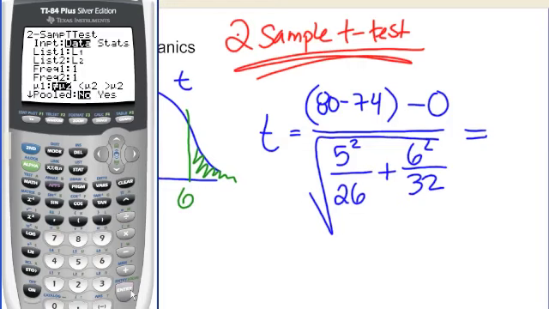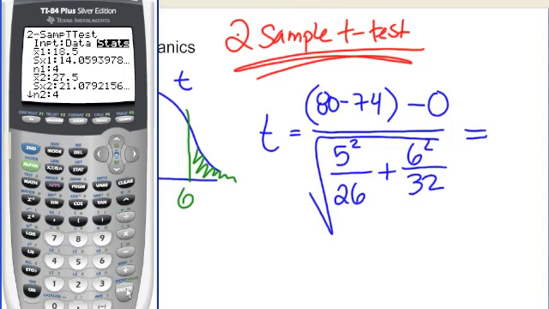I don't have data in lists this time, so I'm going to actually highlight stats. The story problem actually gave me all the numbers. I just need to fill them in. Where you see all these subscript 1s, that's for group 1. Where you see all this 2, 2, 2, 2, 2, that's for group 2. So here we go. I'm going to plug them in.